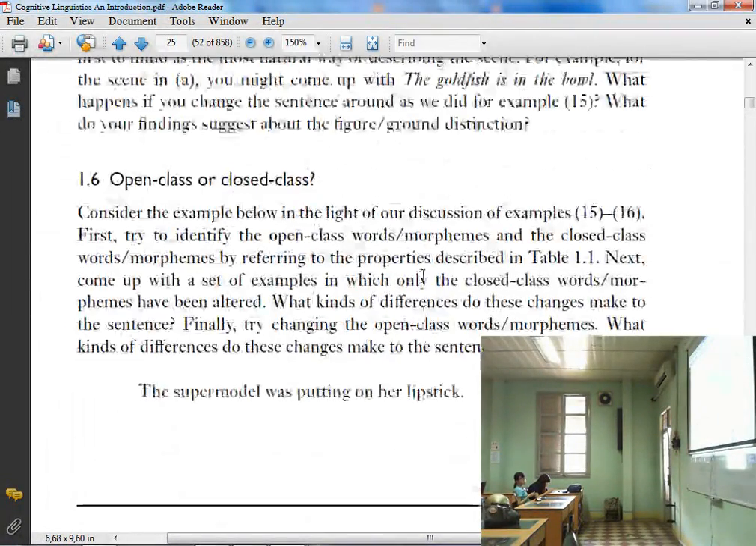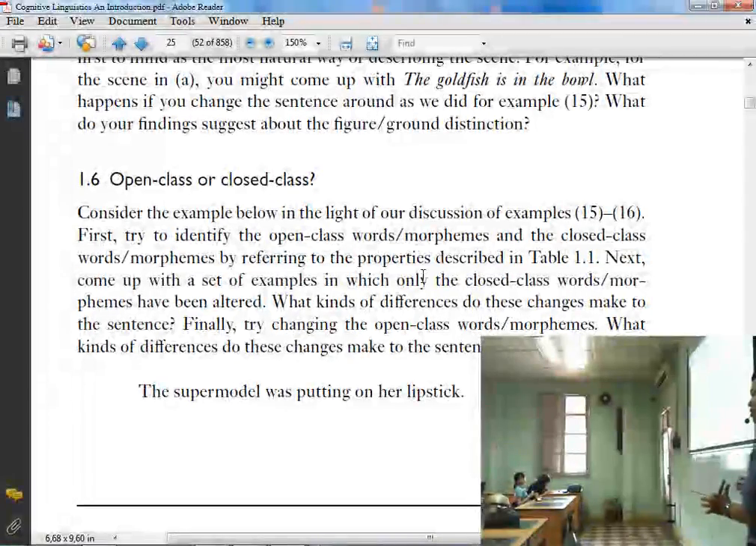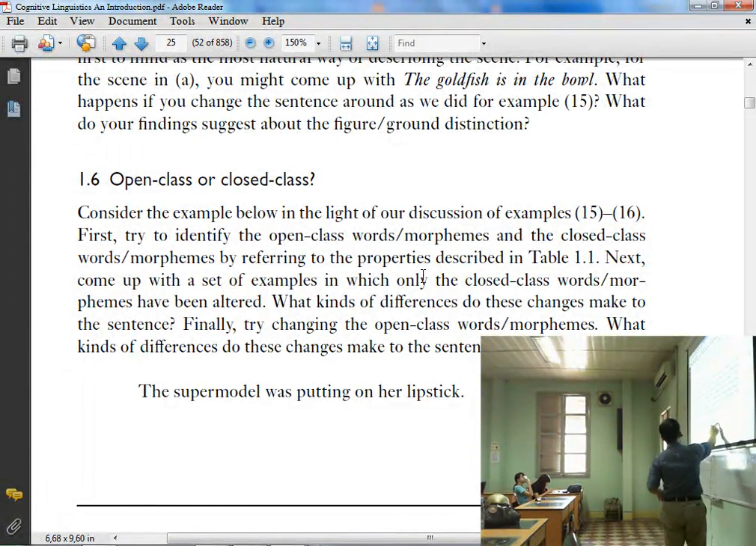And lastly, for cognitive grammar, we look at open class and closed class, functional words and lexical words. Sorry, it's 11:30 and we have to stop.